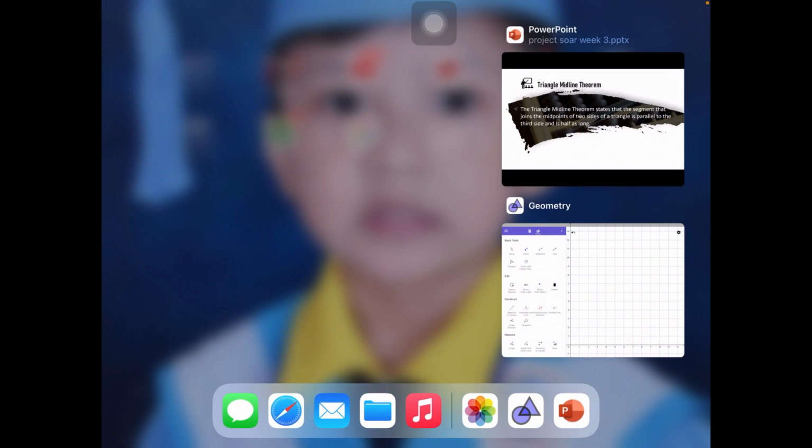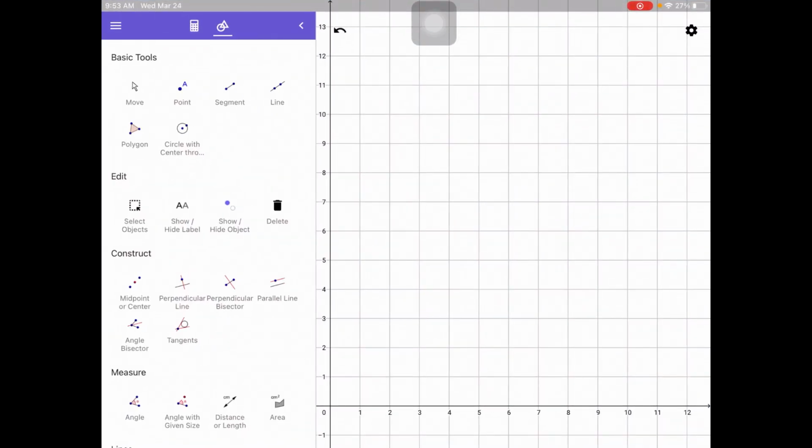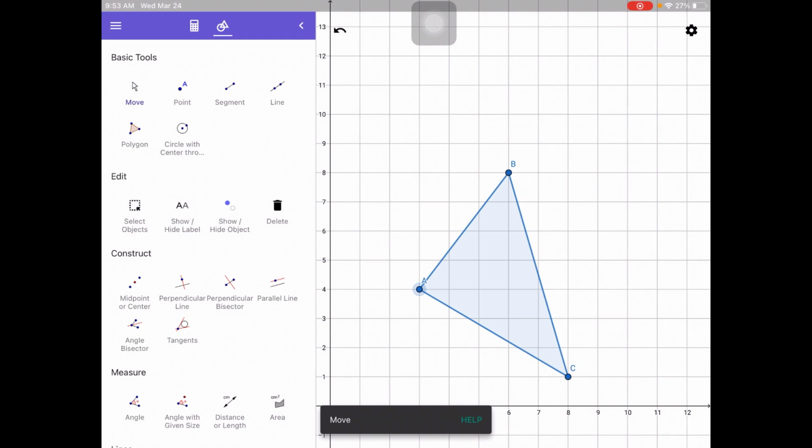This is the GeoGebra. Ang una ko pong gagawin is mag-create ako ng polygon na may 3 sides, which is triangle. Example, this one. Gawin natin eksakto lang. I-move lang natin ito. Second, kukunin ko po yung midpoint ng tatlong sides ng ating triangle. Side AB, kunin natin yung midpoint. Ayan, naging D. Sa BC naman is yung E. Tapos, sa AC, yung F. Midpoint D, midpoint E, and midpoint F.